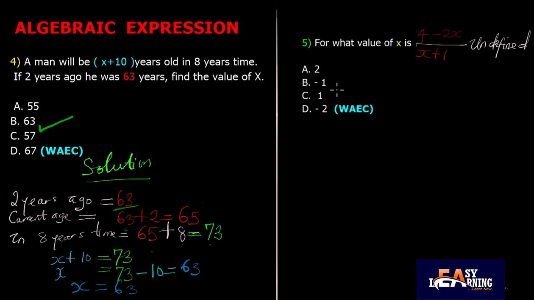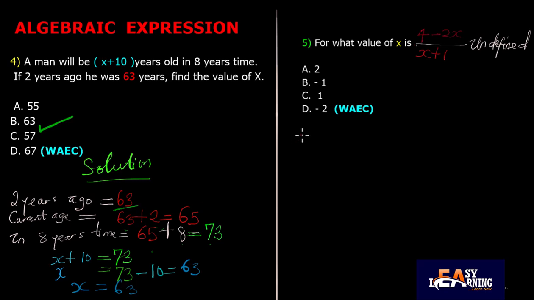All right, the next question is, for what value of x is 4 minus 2x all over x plus 1 undefined? And we have some options there for us to find the correct one. So pause the video, try to solve it. Don't forget, it helps. Can you believe that you've paused the video and you've tried something?